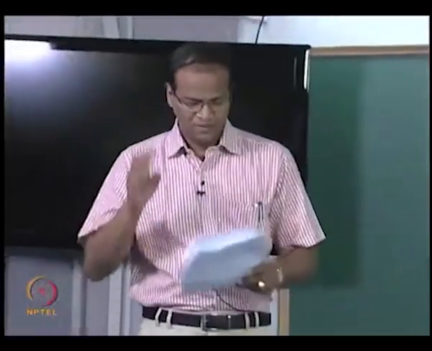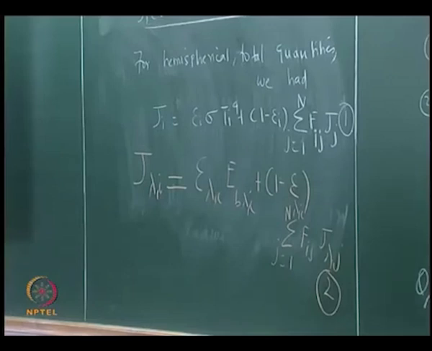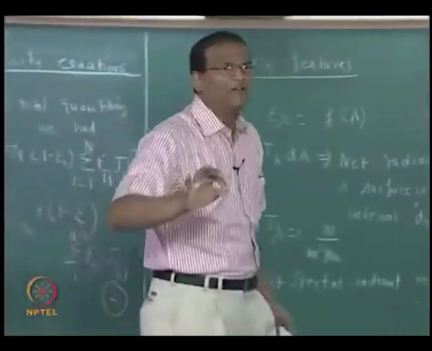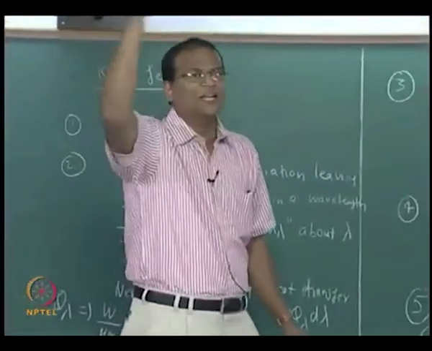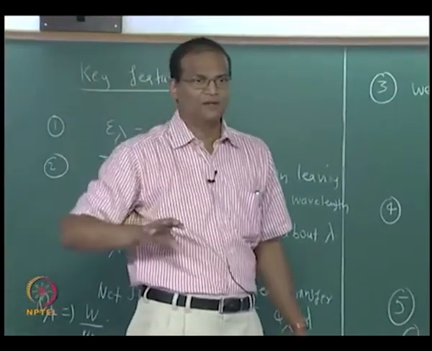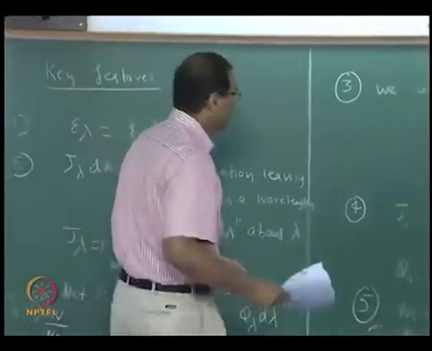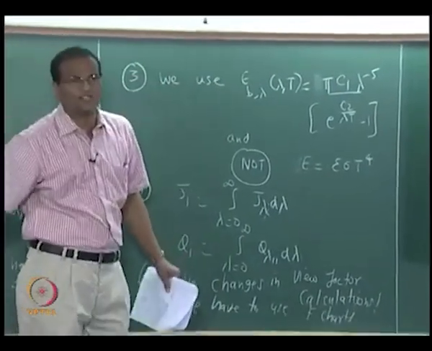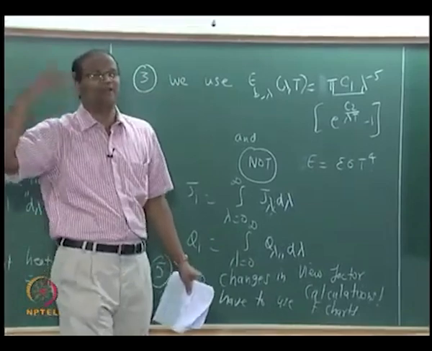For an n surface enclosure, we will have n such equations for every wavelength lambda, and for every wavelength lambda the n equations can be simultaneously solved to get J lambda. Once you get that J lambda, you can integrate it to get Ji. Then you can similarly get Gi for all the surfaces, and Ji minus Gi is the Qi.